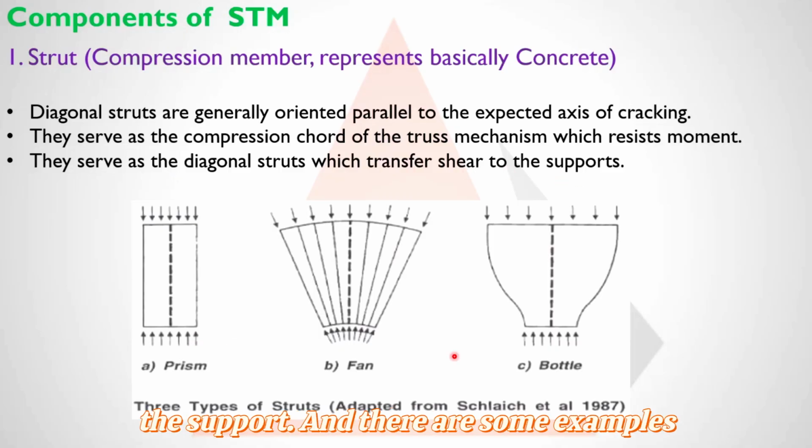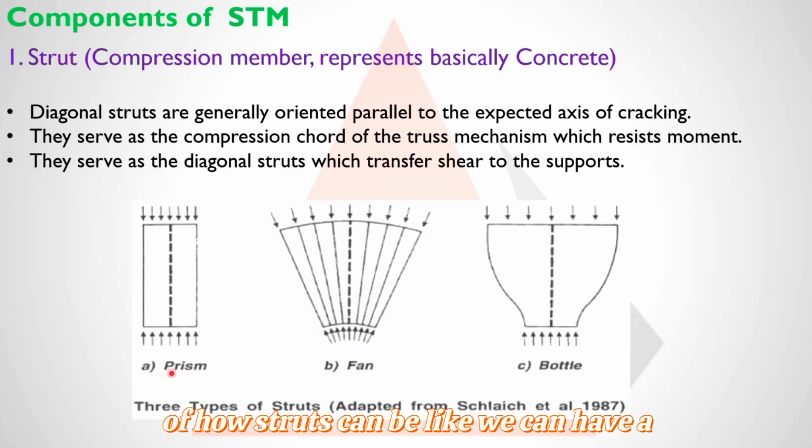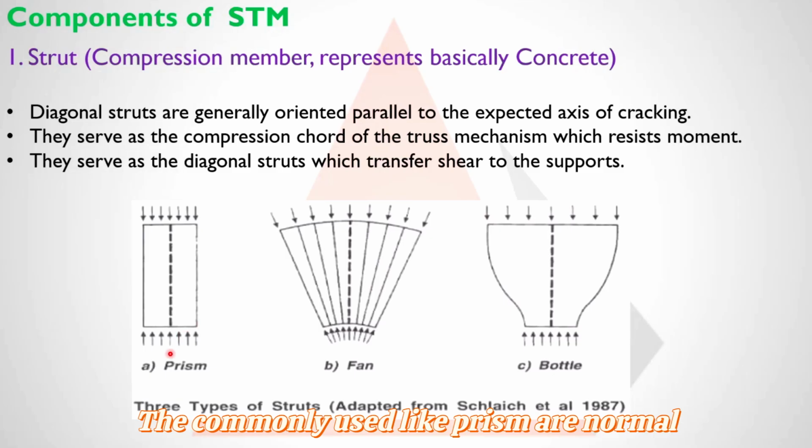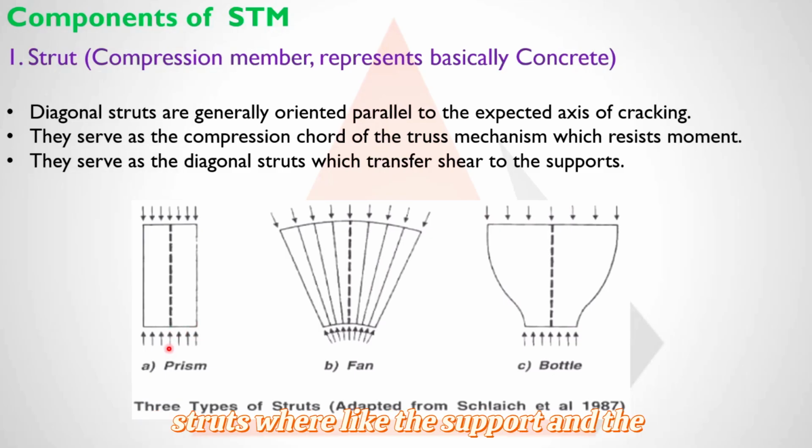And there are some examples of how struts can be: we can have a prism strut, we can have a fan shaped strut, we can have a bottle shaped strut. The commonly used is the prism, a normal strut, where the support and the reactions are in a similar way. We can have these also in different scenarios.